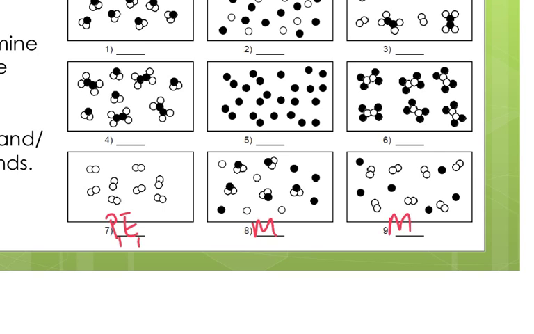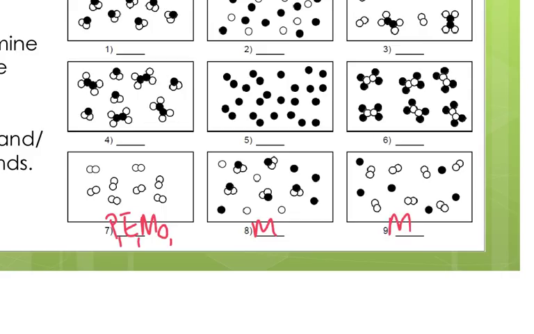Does it contain a molecule? Since there are at least 2 atoms that are chemically combined together, that fits the definition of a molecule. And so I'm going to put MO for molecule. Finally, does it contain a compound? To be a compound, they have to be different elements bonded together. But as we can see, the two white dots represent the same element. And so number 7 does not contain a compound.